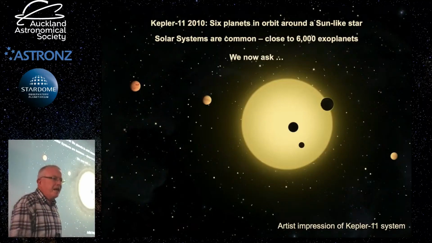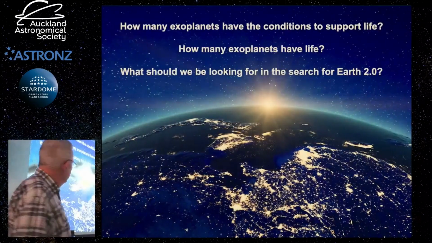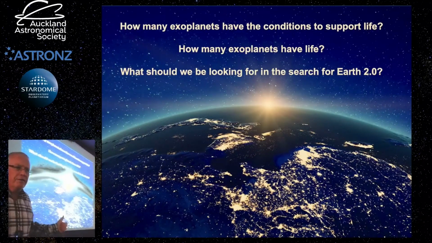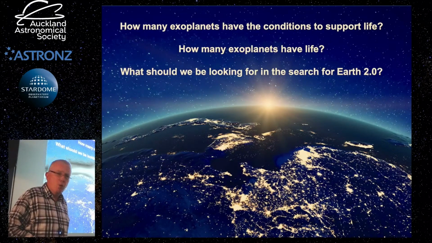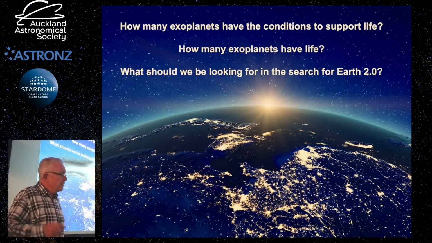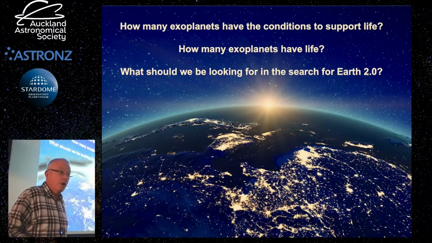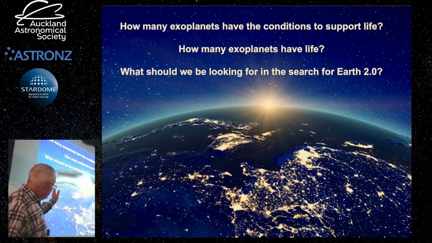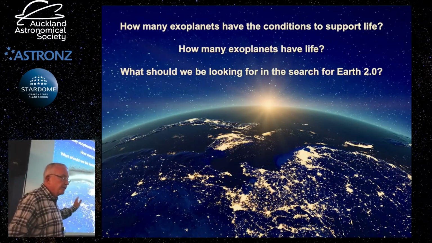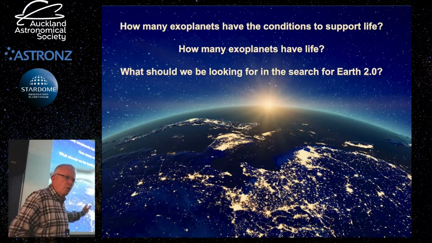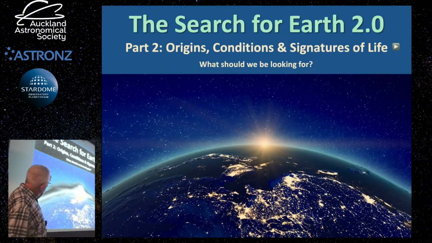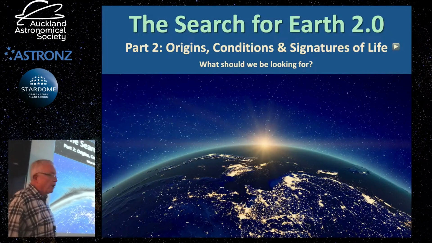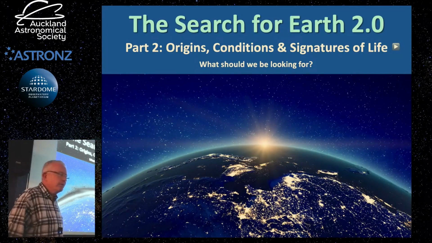So from there, we next ask ourselves: how many of these 6,000 odd exoplanets have the conditions to support life? We also ask ourselves how many of these actually do support life, have life on them. And if we're going to be searching for Earth 2.0, we better know what we should be looking for. For that reason, tonight's talk is part 2, and it's called Origins, Conditions and Signatures of Life. What should we be looking for?